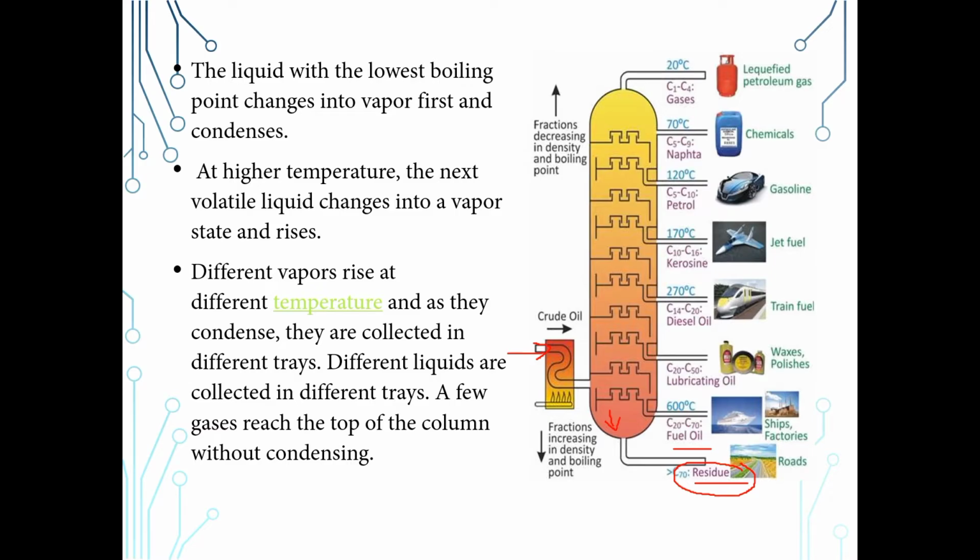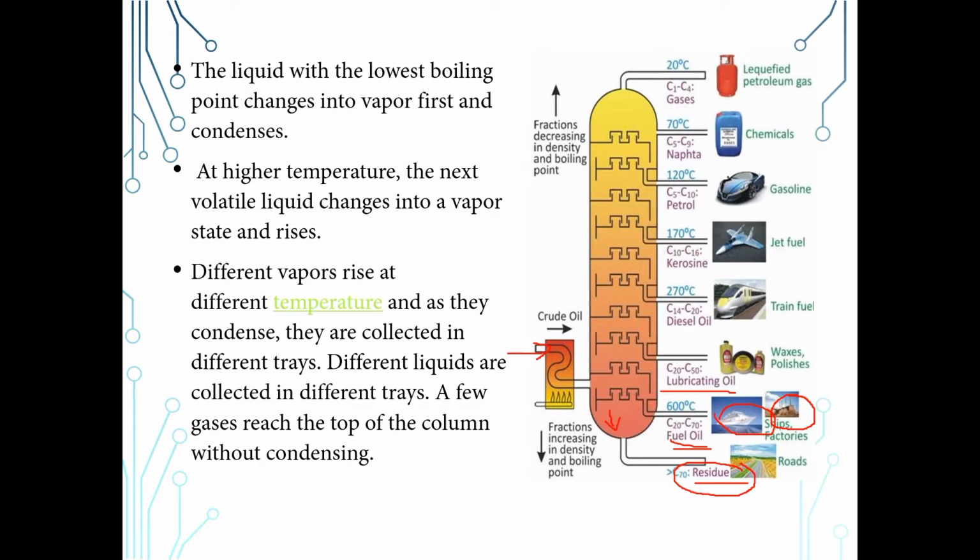Ashes, something like this we will get, and this residuous oil is also useful. Then we will get a fuel oil, which is used for your ships or your factories. Then we will get the lubricating oil like wax and polish, whatever it is there.